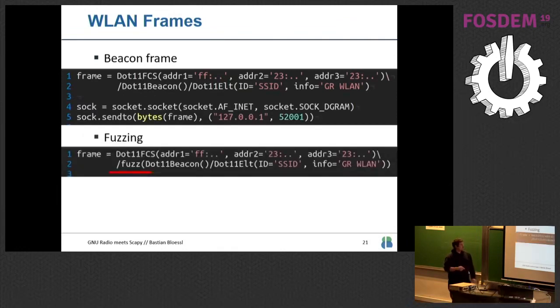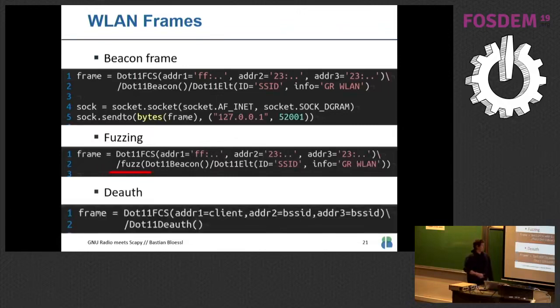Something else you can do is fuzz some packets. Fuzzing just means that you fill the data in randomly, basically, and then you can see if the driver reacts to packets that are not standard compliant or just unusual, and see whether it crashes, whether it works or whatever. So if you want to, for example, fuzz this beacon, you just wrap it in fuzz, and for every parameter that's not explicitly set by you, it will just insert whatever.